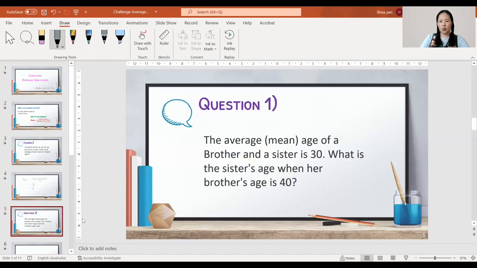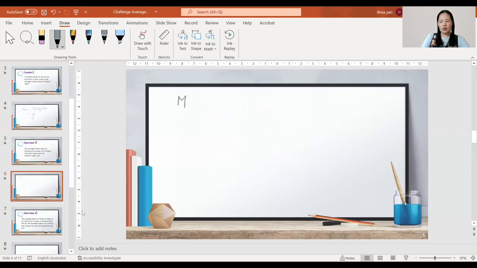Let's have a look at question 1. The average, the mean age of a brother and a sister is 30. What is the sister's age when her brother's age is 40? This is different to the example question because average is given here, whereas in the other question, we had to find the average. That's why it's a challenge question. How do we do that? The mean, the average of brother and sister is 30.